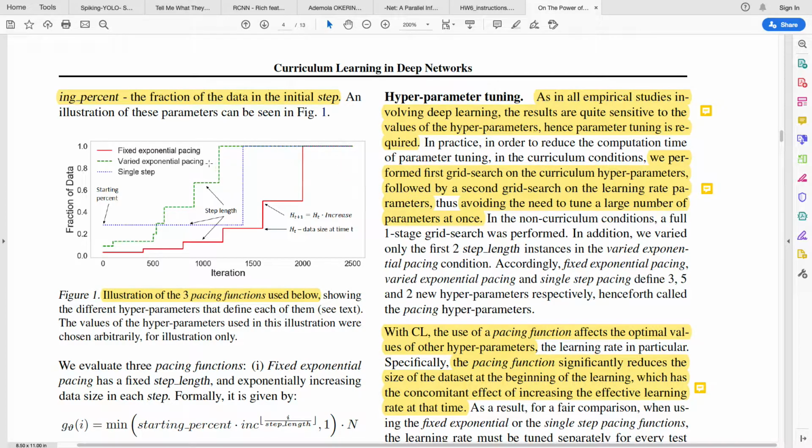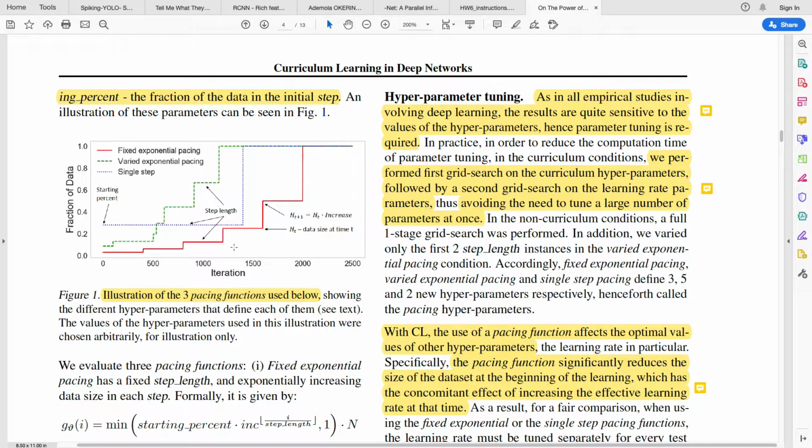exponentially. In the varied exponential pacing, they increase the number of training samples that is presented to the network exponentially, but not at a fixed number of iterations. They did that at an arbitrary number of iterations. That is what is represented in the dashed green.